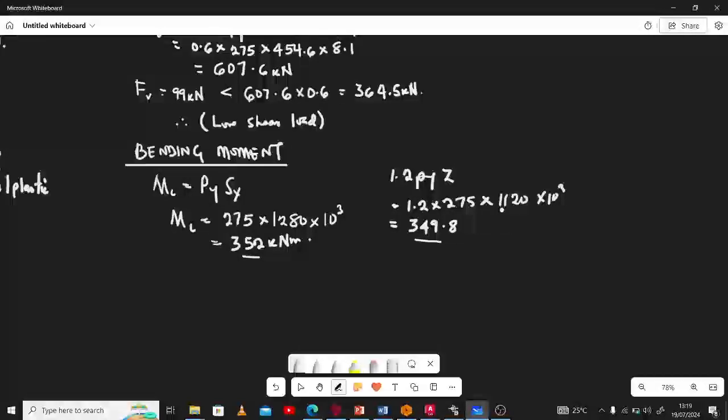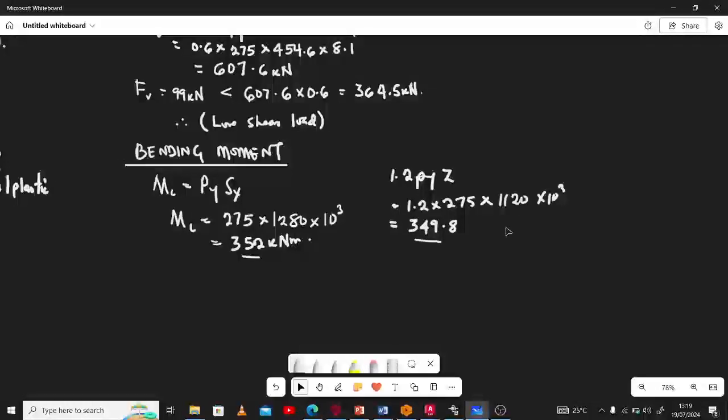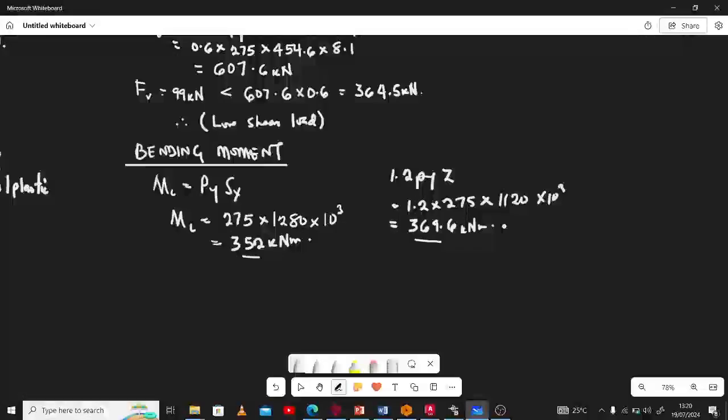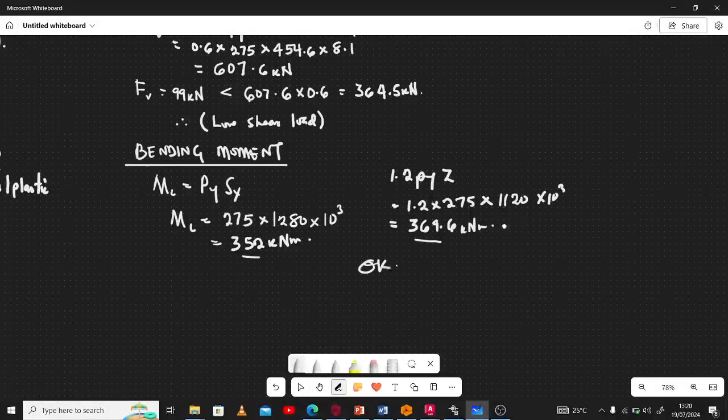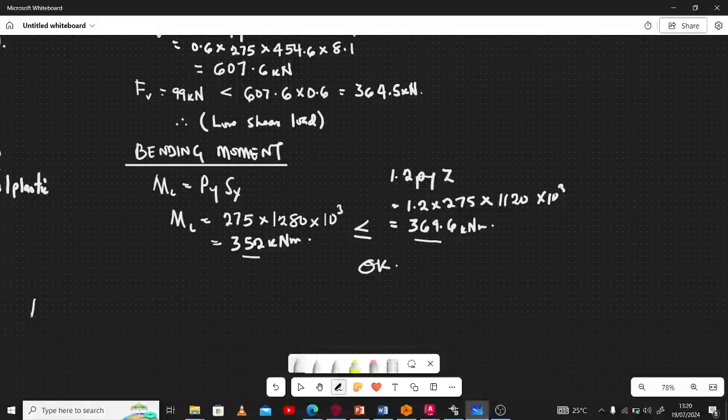So correcting that in our calculation, let's see what we have. We have 369, which is quite correct. So we were making an error with the values that we used. Okay, so we have 369.6 kilonewton meters. So that means this is okay because this is less than this. Okay, to move on, we just need to calculate our moment due to self weight.